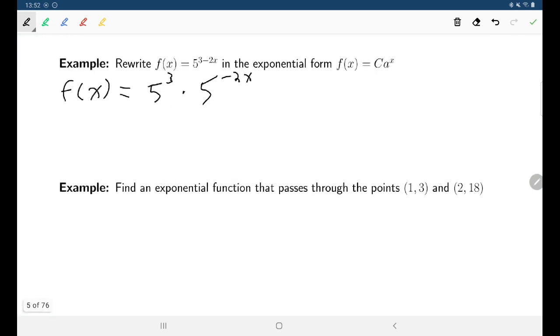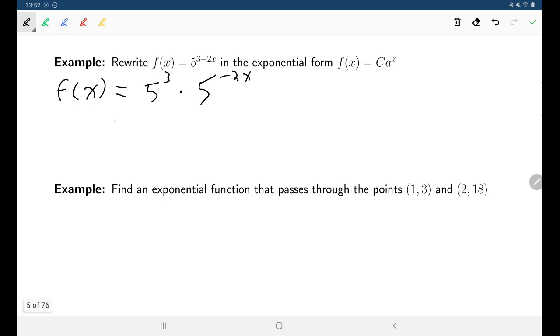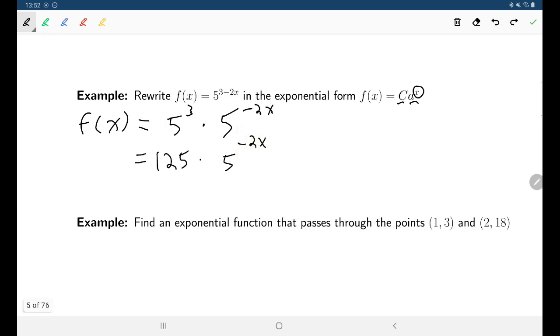And then after that, we also can say, well, 5 to the power of 3, that's just a number. That's 125. So we're almost at where we want to be. We want it to be some constant times some base to a power of x. We've got a constant, we have a base. It's not raised to a power of x, though, yet. It's raised to the power of negative 2x.